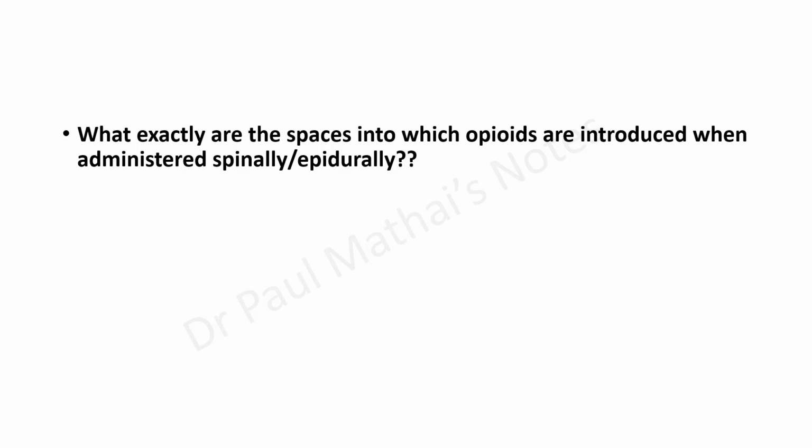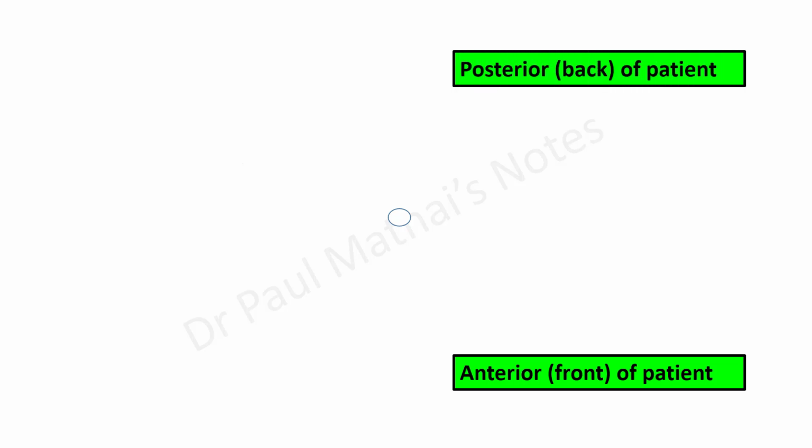Okay, so what exactly are the spaces into which opioids are introduced when administered spinally or epidurally? So let us assume that this is a cut section of the spinal cord, and what we are looking at here is the anterior or the front of the patient, and here is the posterior or back of the patient. We are looking at the central canal in blue. That is the spinal cord in gray.